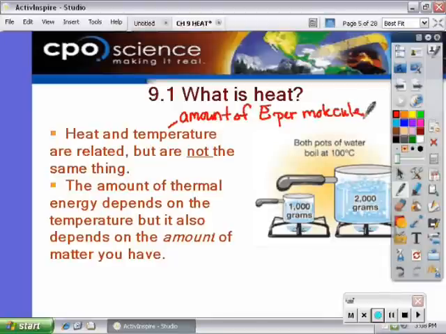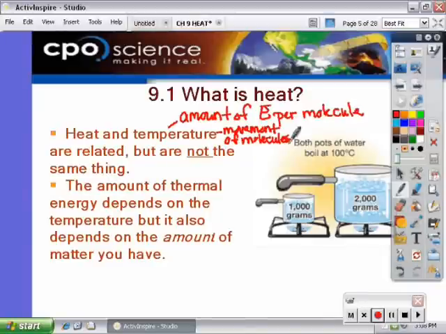So when you are actually taking the temperature of something, putting a thermometer in it, you are measuring the movement of the molecules. You're not actually measuring the energy, you're measuring the movement, the kinetic energy of it. So temperature is related to the random motion of molecules in a substance. The higher the temperature of a substance, the faster is the motion of the molecules.